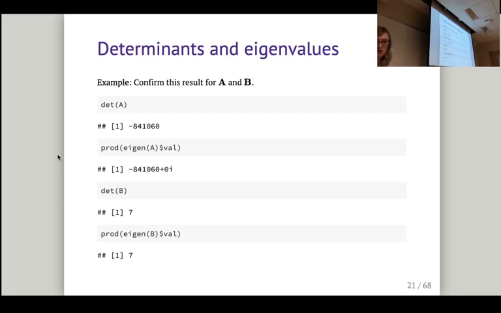So for example, just to confirm this result for A and B, I can calculate the determinant. I could also use prod to get the product of the eigenvalues. Here I'm just applying this eigenvalue function directly, get the same result. So that's lovely that that works.